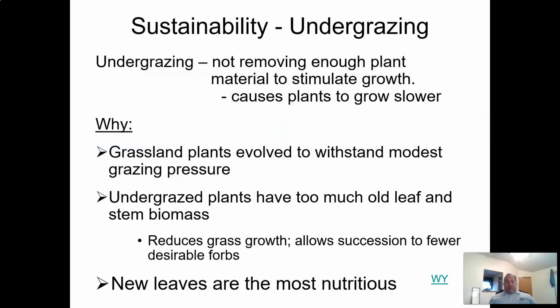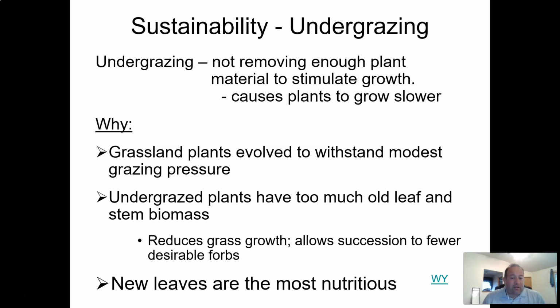So we talked about overgrazing, but what about undergrazing? Because undergrazing can be just as problematic. So what is undergrazing? That's when there's not enough plant material being removed to stimulate new growth. So in order for these plants to stimulate growth, you need to actually remove the older material from them so that the new leaves and the new shoots can come up. If you don't do that, it actually causes the plants to grow slower. And so why should we care about undergrazing?